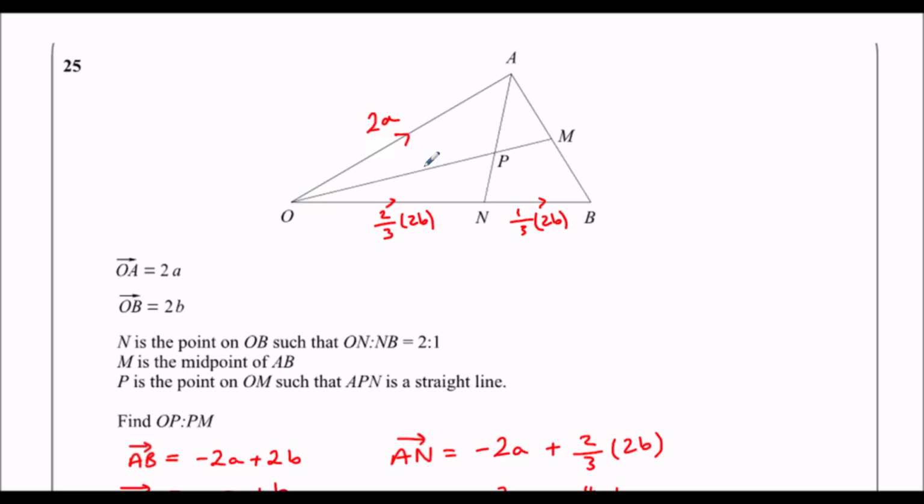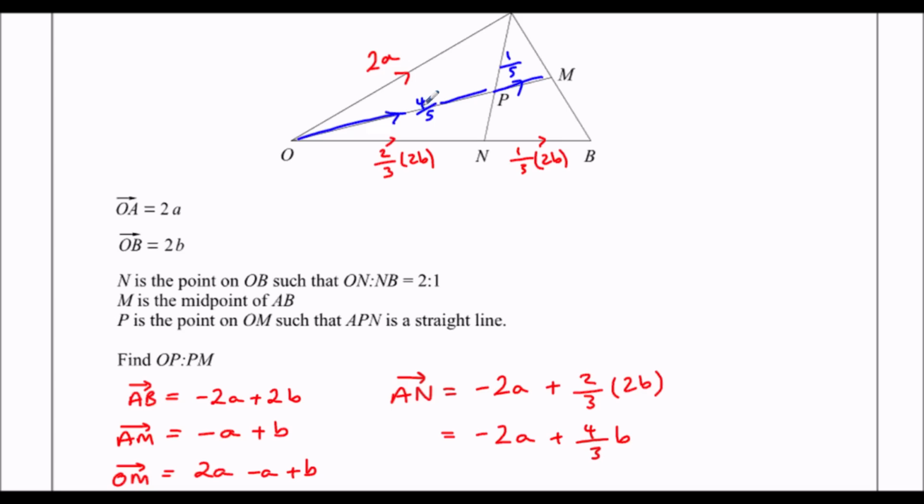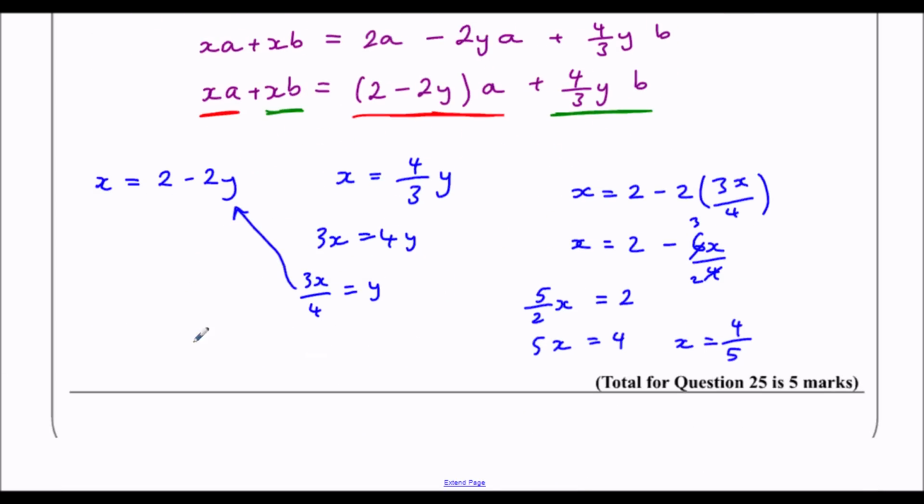This journey is 4/5. This journey is 1/5. So what's the ratio? I want the ratio OP to PM. It's 4/5 to 1/5, or simplified, 4 to 1.